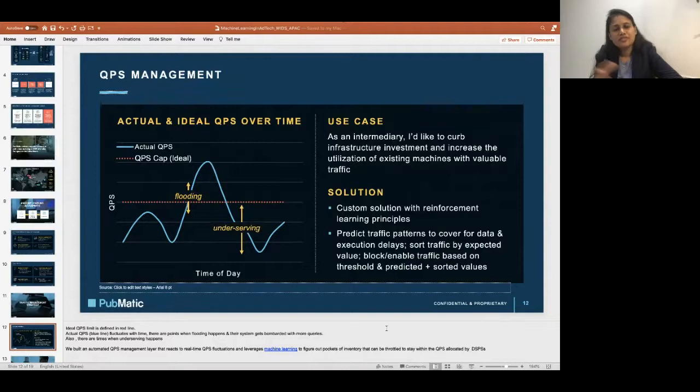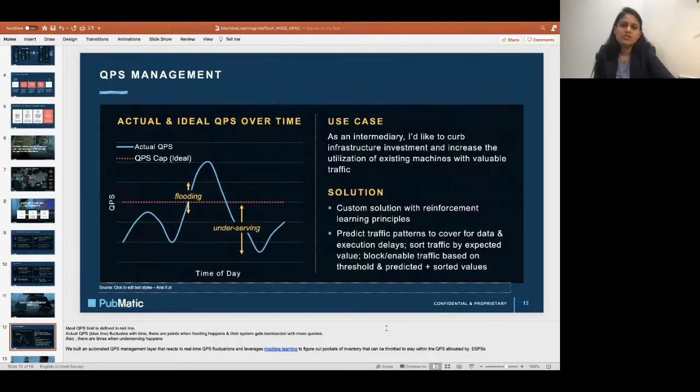And this basically helps us to figure out the pockets of inventory that can be throttled to stay within the QPS threshold given to us, allocated by the DSP. So I hope the problem statement is clear. Let's look at the solution, like how we are solving it.